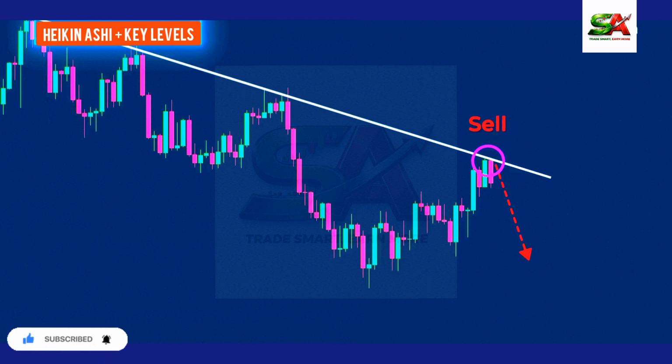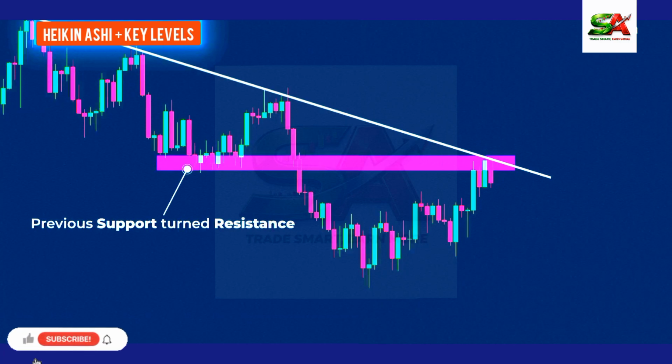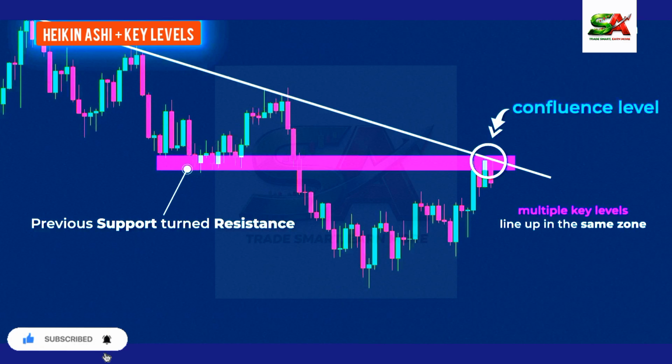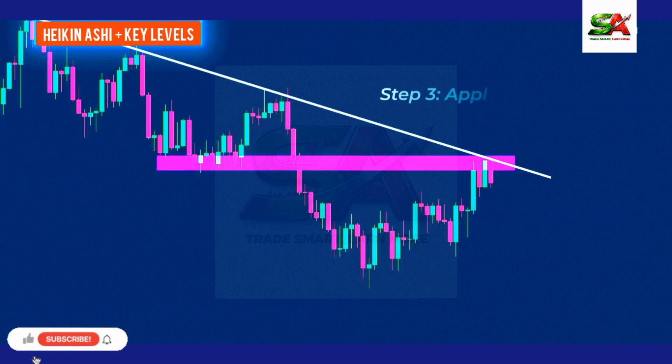this possible downwards move. But if you watch closely, you can actually spot another key level here, a previous support level that has now turned into a resistance level. And in the past, price has reacted to this level as well. This is called a confluence level, which is when multiple key levels line up in the same zone. This is the strongest type of key level, so the chance of price rejecting is much higher. Once the key level is identified, we move to step 3, confirm the setup using Heikin Ashi.